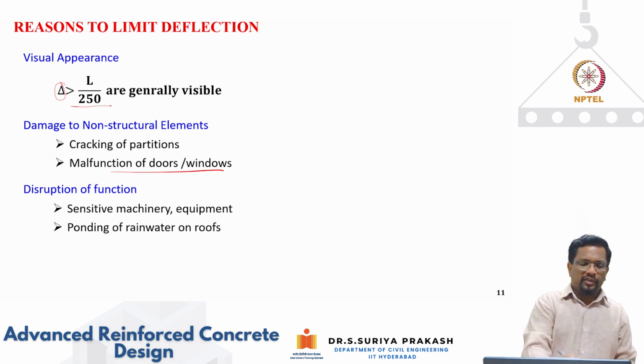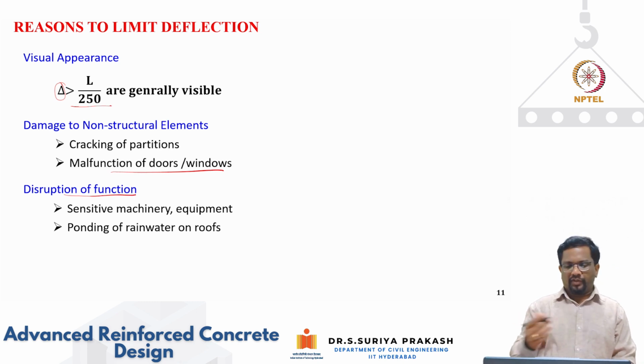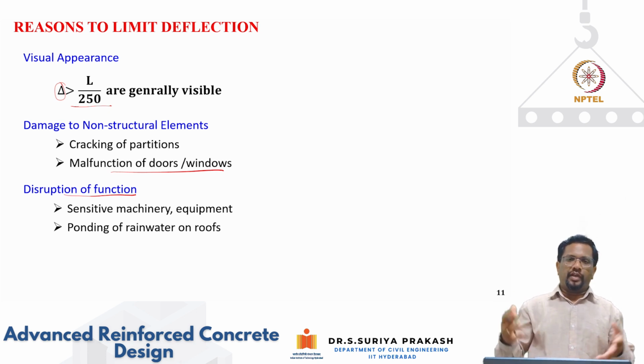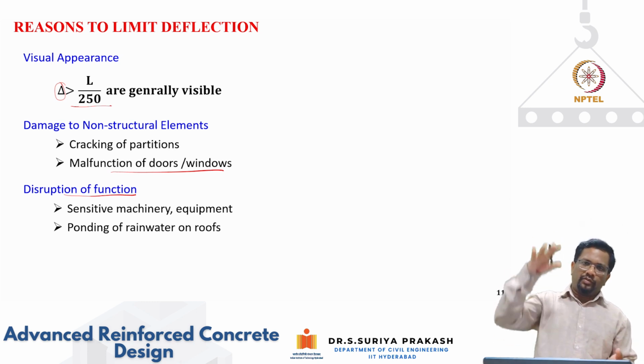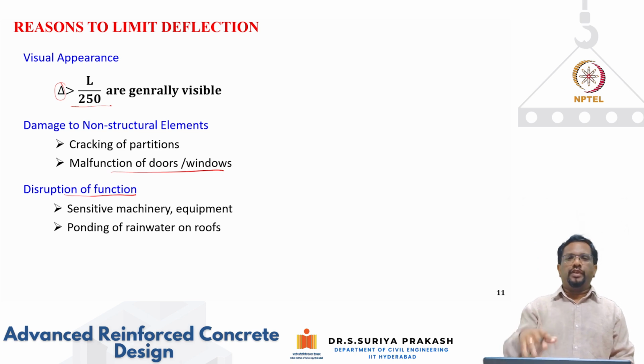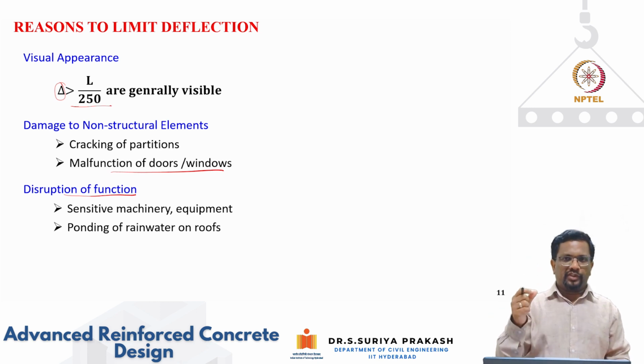And the most important thing is you may have disruption of the function of the facility or the structure. Why? If you have sensitive machinery or equipment installed on a particular floor, and you have high deflections, then the machine and equipment cannot function properly. In fact, in machine foundations, some tolerance will be specified. Deflections have to be within a certain limit. And in the roof, we have to be even more careful. If the roof is deflecting high, in fact, roof deflection limits have to be more stringently followed.